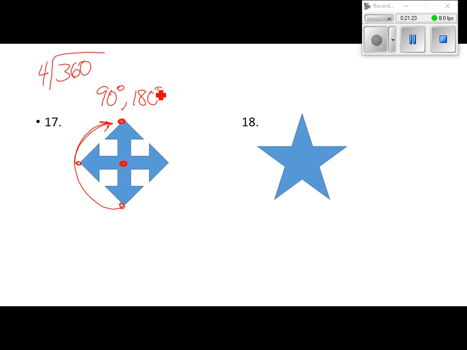So should we just say every 90 degrees or should we? No, you should write both those out. They're both separate answers. It's got rotational symmetry at 90 degrees. It's got rotational symmetry at 180 degrees.